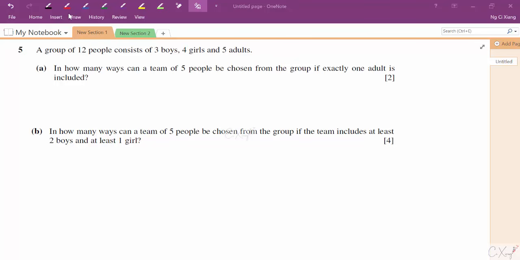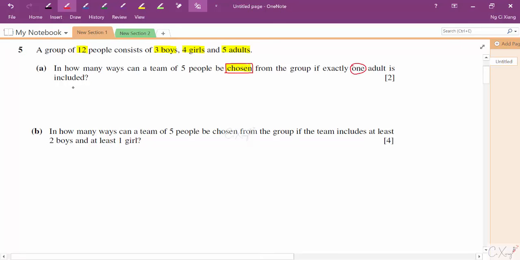Okay, so we are at question number 5. We have a group of 12 people that consists of 3 boys, 4 girls, and 5 adults. So first part, they want us to form a team of 5 people that can be chosen from the group. So highlight the keyword chosen. That means later we are using the combination method to calculate the number of ways. So chosen from the group if exactly 1 adult is included. So only 1 adult is included.